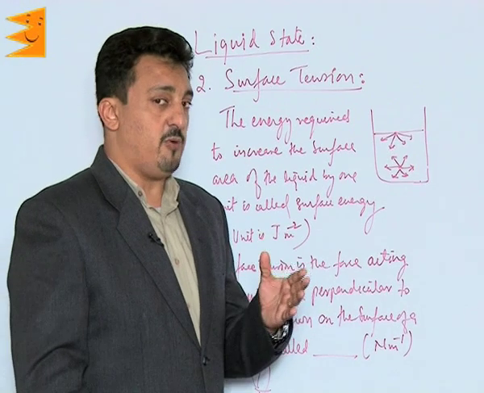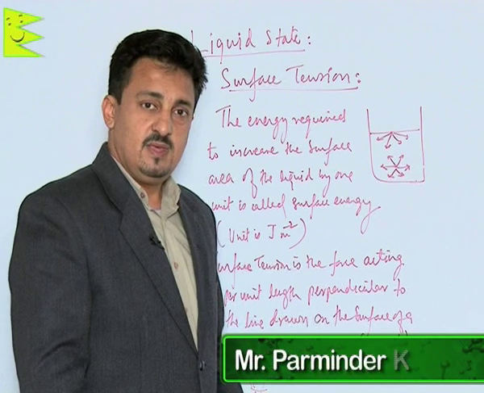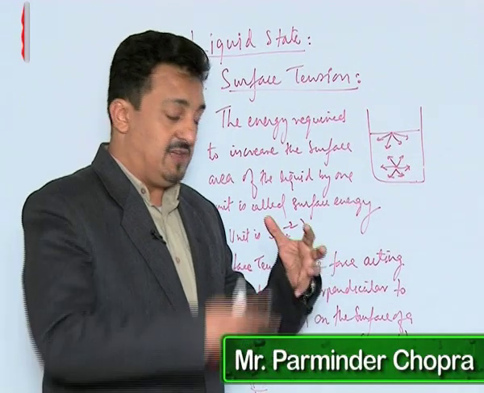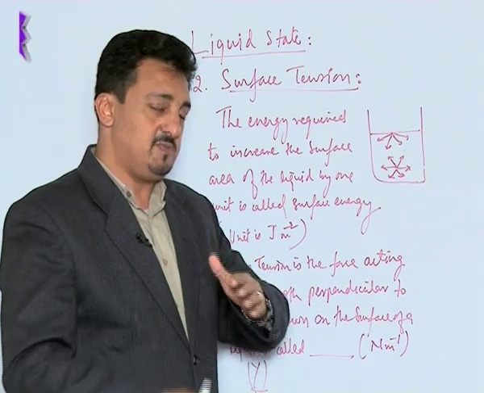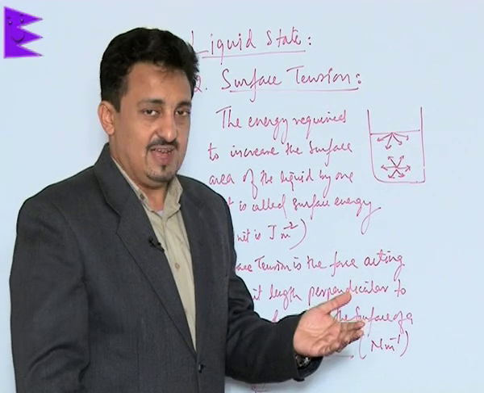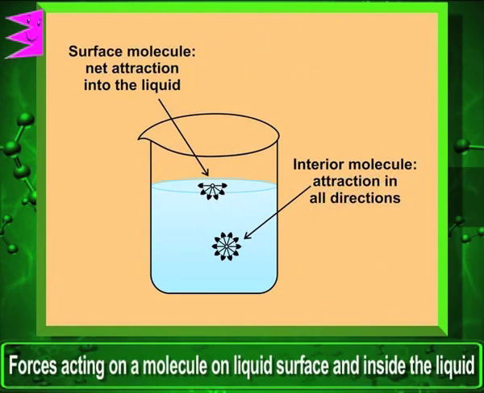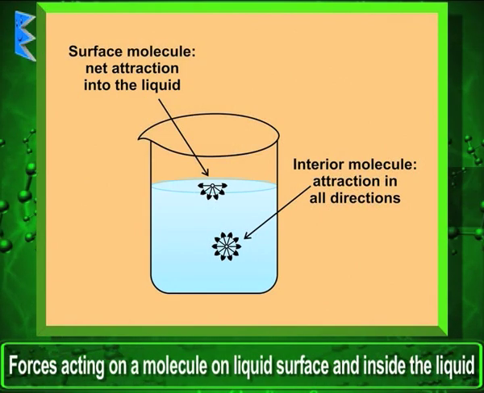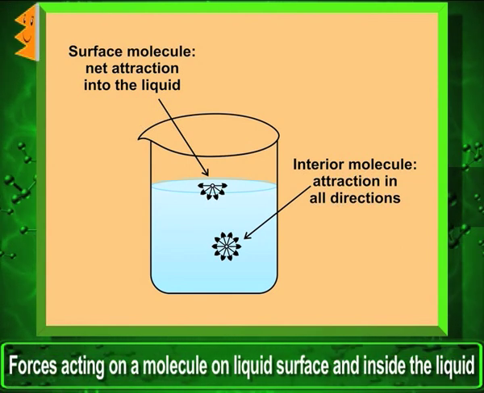The next most important property of the liquid state is the surface tension. We know that the liquid state is the one which has very strong intermolecular forces of attraction, specifically in comparison to the gaseous state. Now, in the liquid state, the molecules in the bulk experience almost similar forces from all the directions. So, the net force is almost negligible.